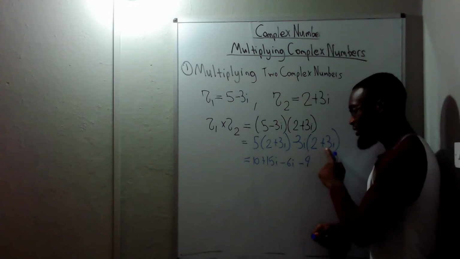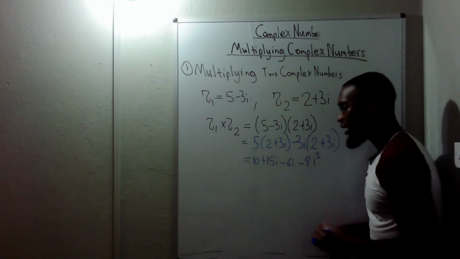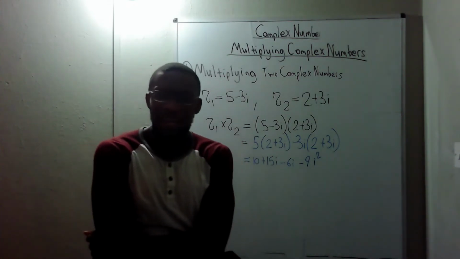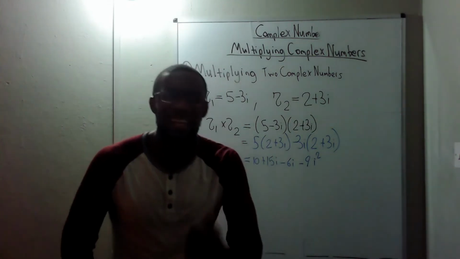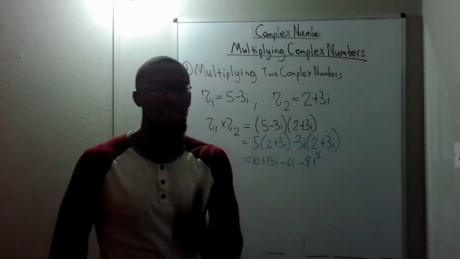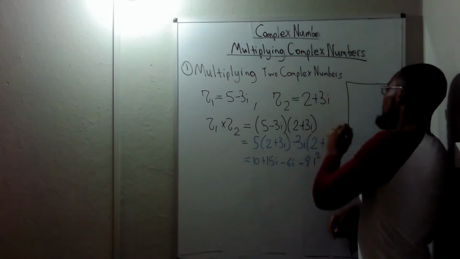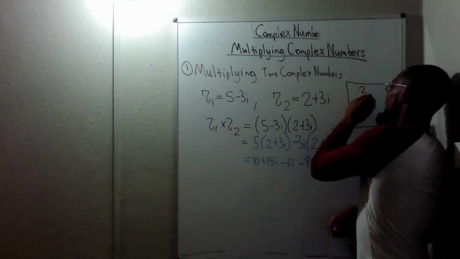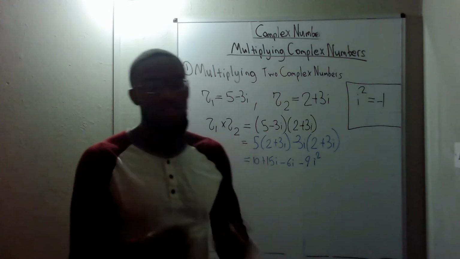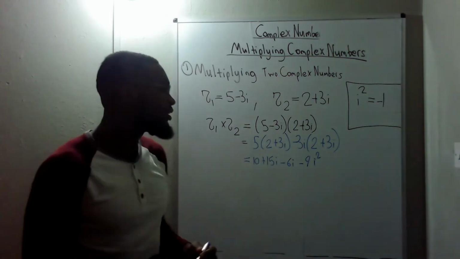Now, 3 times 3 is 9, but i times i is i squared. Now, what was i squared again? i squared was negative 1. You see the powers of i are extremely important. You have to remember, i squared is negative 1. Once we're doing complex numbers, please don't ever forget the powers of i.